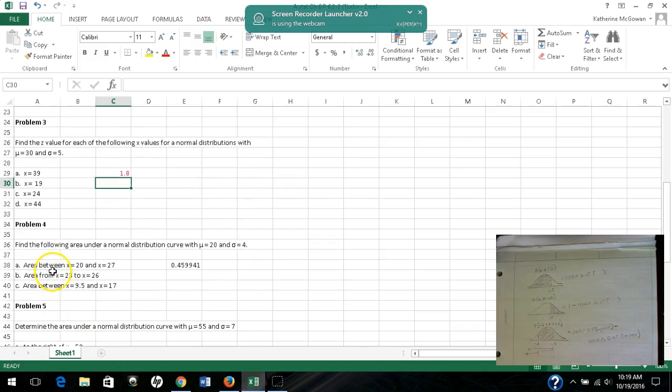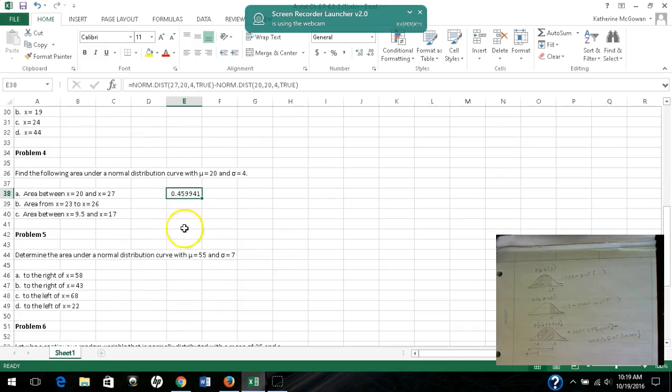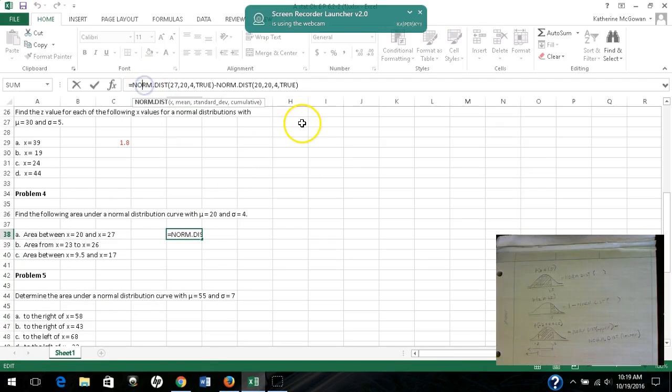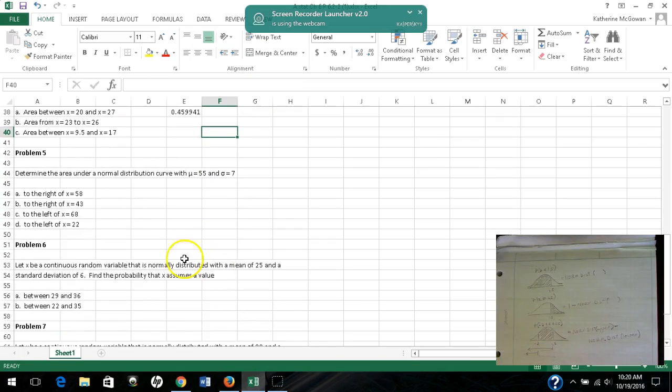Now down here, of course, you're going to be working with the area between. And so notice here I've got the norm.dist, norm.dist. I'm just subtracting two different ones, but I'm putting in the mean and the standard deviation that are given in this problem. So the mean of 20, standard deviation of 4. Then I have the upper value, which is 27. The lower x value is 20. So that's what you're going to be doing there.